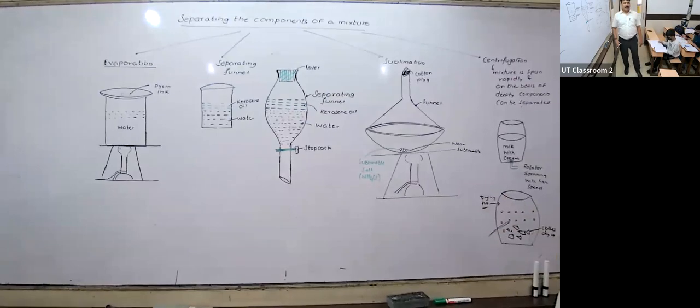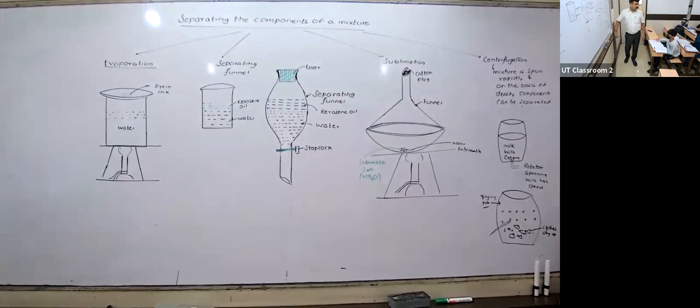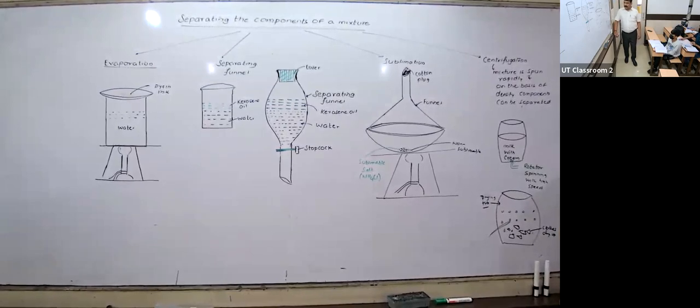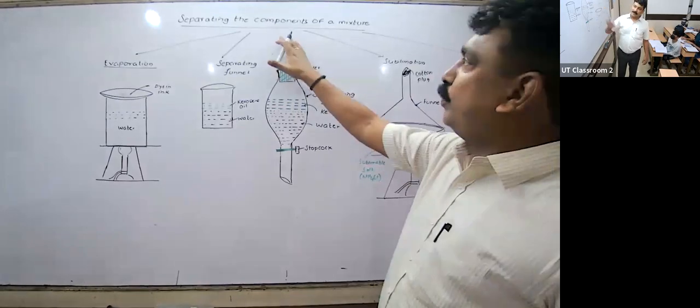Okay, let me explain. I've drawn the diagrams, and I'll just show you first, children. When I write, then I will give you which page these diagrams are on. In activities, you'll find these diagrams. Nothing to worry, you can draw later also. Now, let us understand separating the components of a mixture.